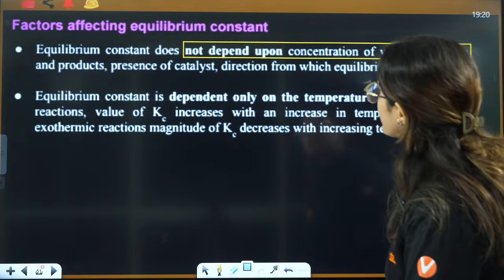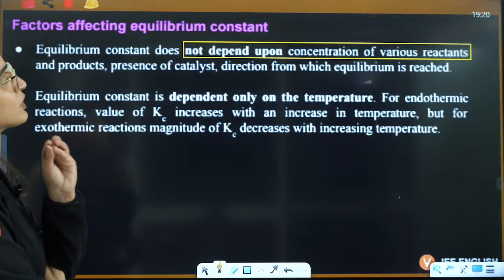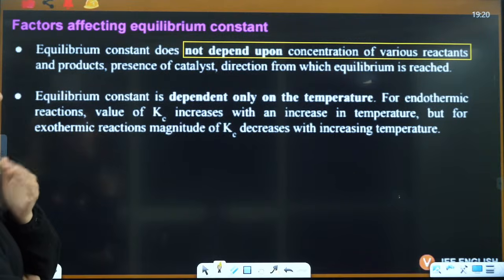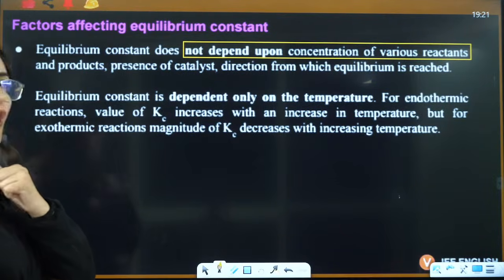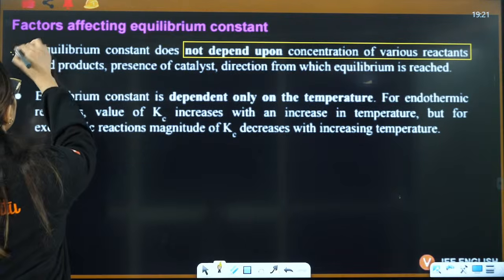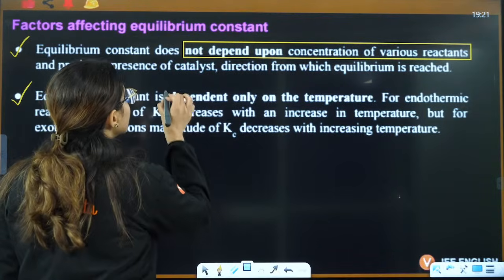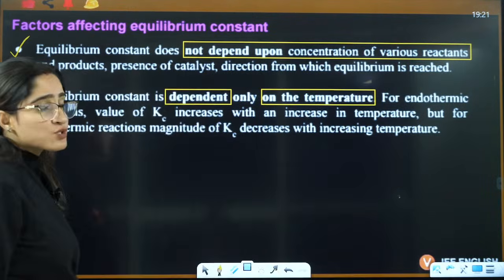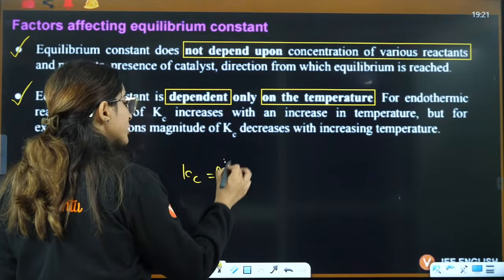So we are saying that the equilibrium constant will not depend upon the concentration of reactants and products, right? Nor on whether a catalyst is present or not, or the direction from which the equilibrium is reached. It will not depend upon all these cases, right? And here we are talking about Kc. Equilibrium constant is dependent upon which thing? It depends only on the temperature. Now this is a very important question. Usually students have this misconception that Kc is equal to product by reactant concentration, so it depends upon concentration.